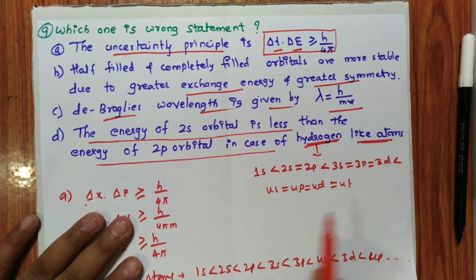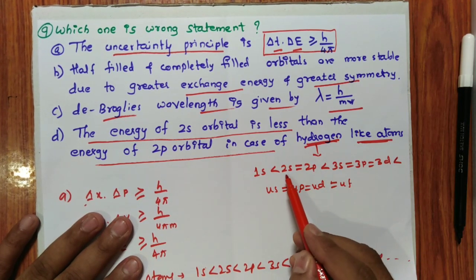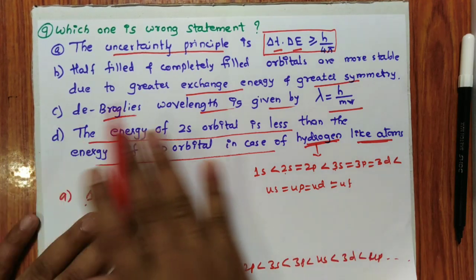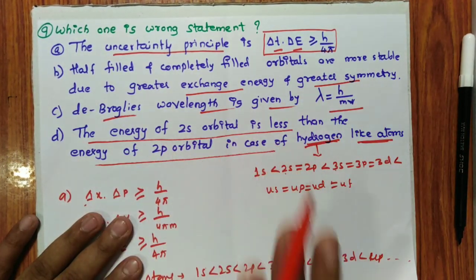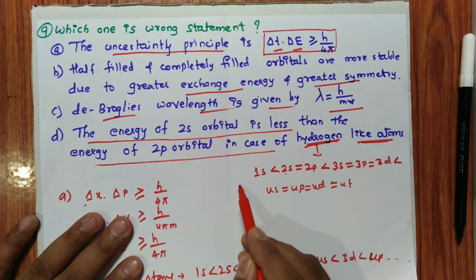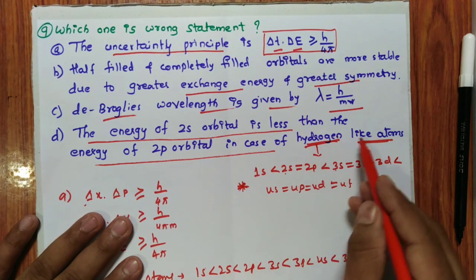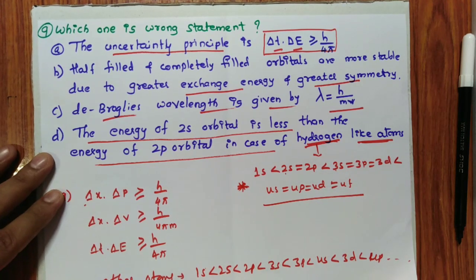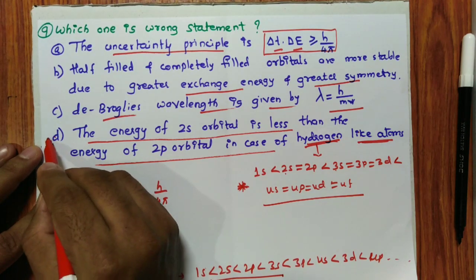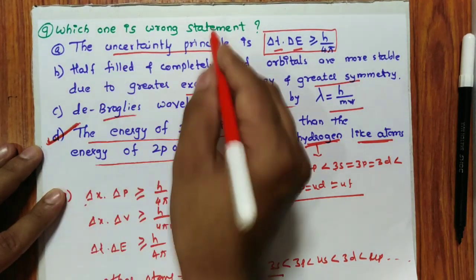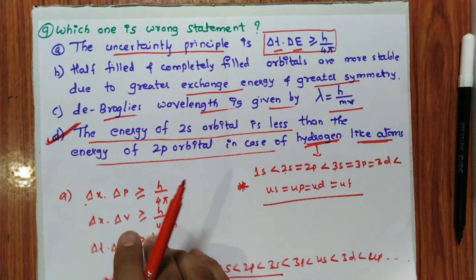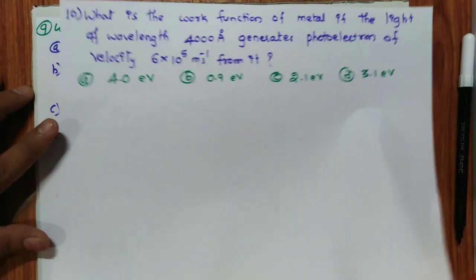So always remember, in the same shell, whatever 2s 2p is there, 3s 3p 3d is there, energy will be the same. That is a very important concept you have to remember for hydrogen or hydrogen-like atoms. This should be the order. So for other atoms, this should be the order. Because of that reason, this statement is the correct answer in this case, the wrong statement. So this is question number 9. Then we will see question number 10.